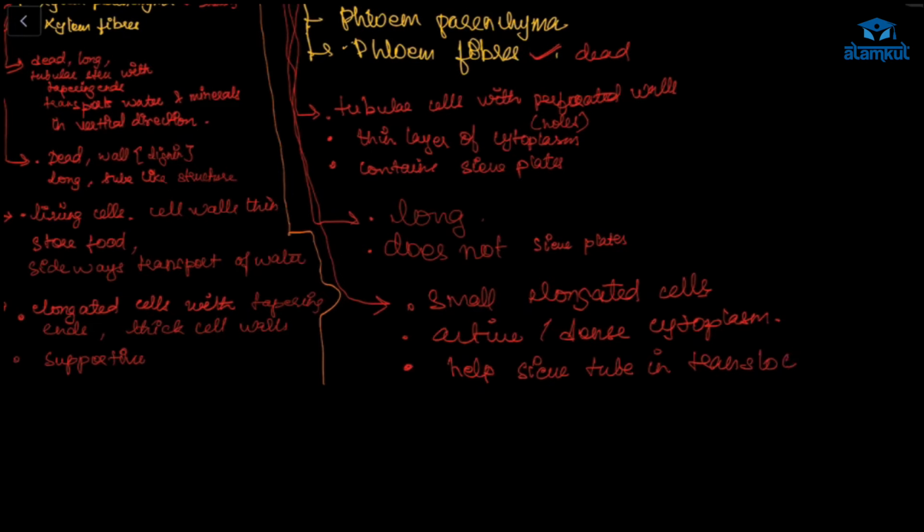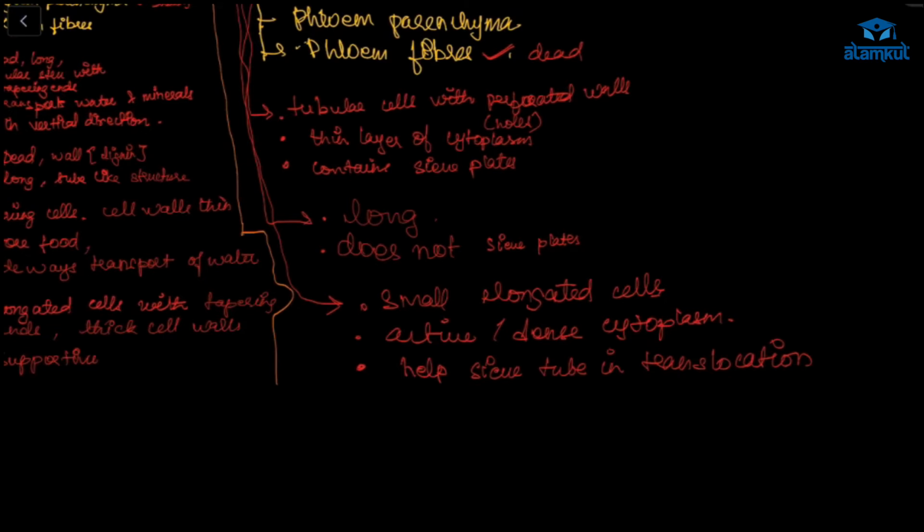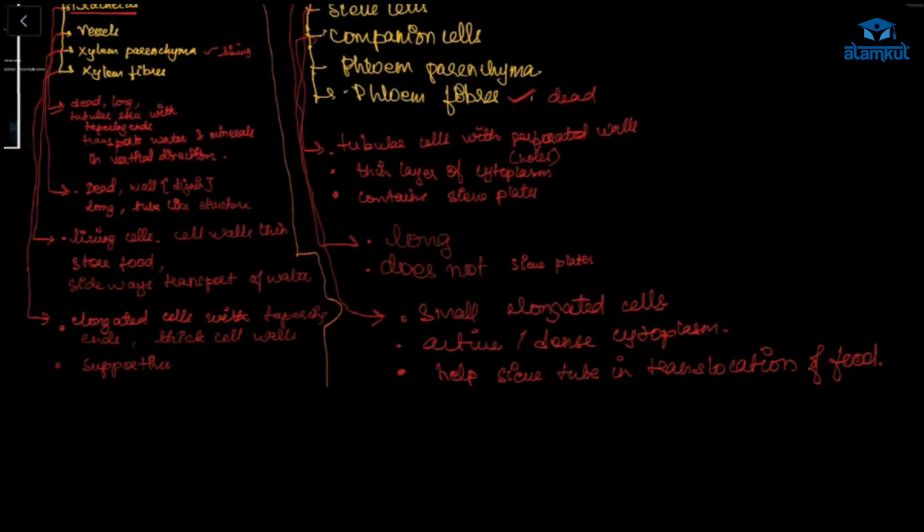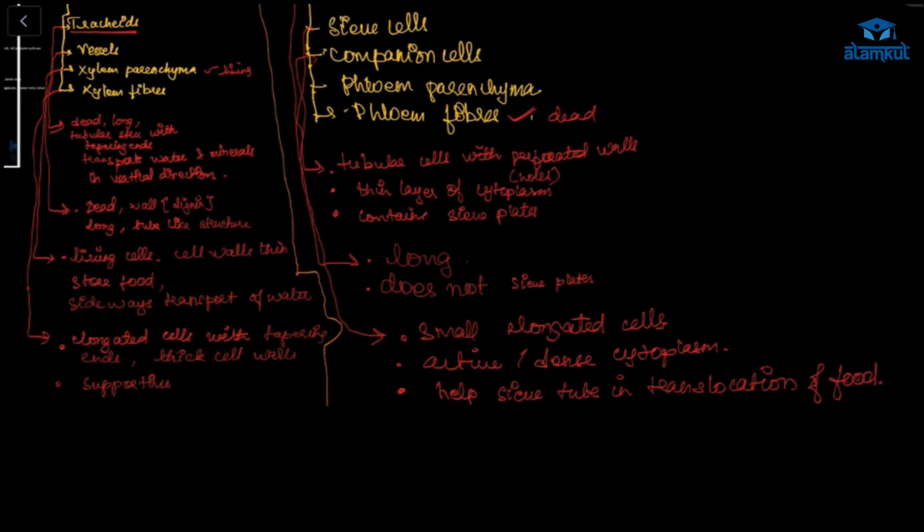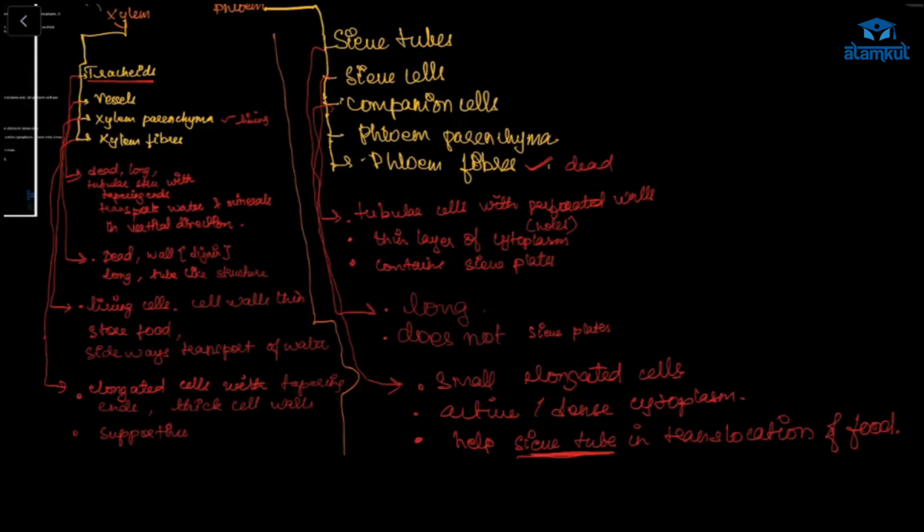What do you mean by translocation? Transport of food is called translocation, transport of food in plants. So these companion cells help the sieve tubes. That's why they are called companion cells.